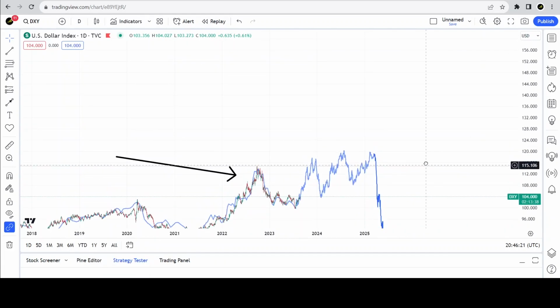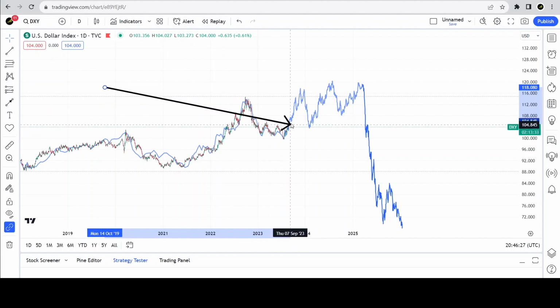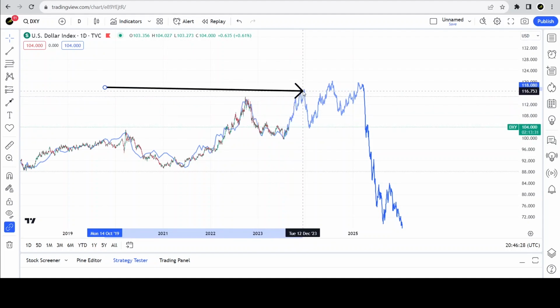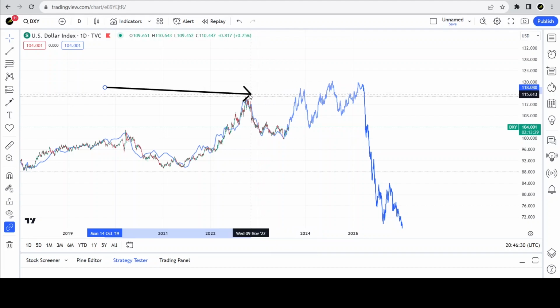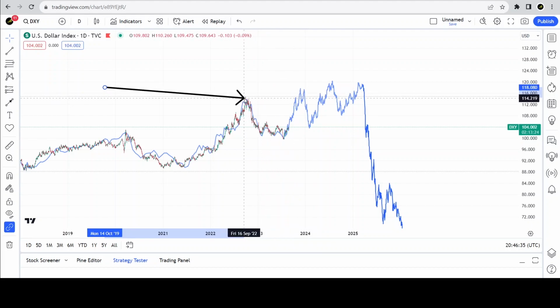So the DXY is going to be moving up. It already is moving up. Now, it will continue to move up and come to a peak. There is a good chance that this peak right here will be above this one as it originally was. Now, let's play the devil's advocate a little.